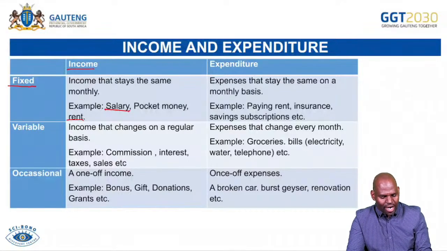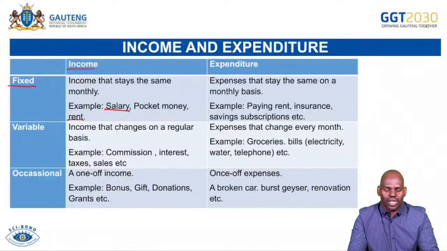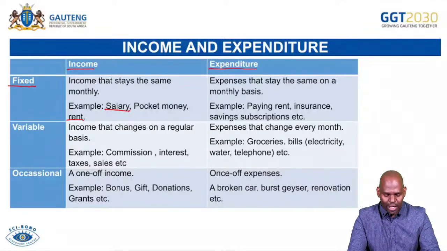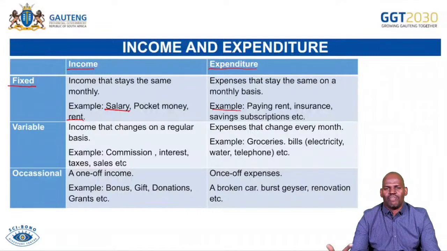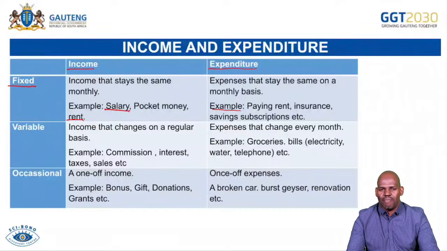Or a rent. If there's rental money that you are receiving, that will be regarded as a fixed income. And then with regard to expenditures, these are expenses that stay the same on a monthly basis. For example, paying a rent. If you are paying a rent, that will be regarded as an expenditure, but the amount that you pay every month will be the same.